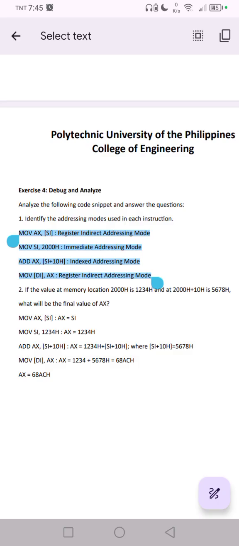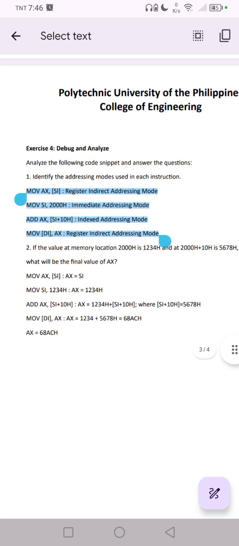And the next, MOV SI, 200H, immediate addressing mode. The SI register is loaded with an immediate value. MOV AX, [SI + 10H], index addressing mode. The effective address is calculated by adding 10H to the value in SI, allowing access to the data at that location. Move the AX register in direct addressing mode. The value in AX is stored at the address pointed to by DI.